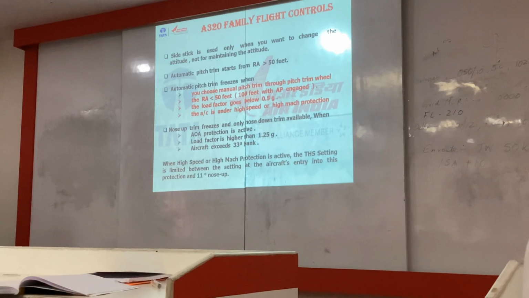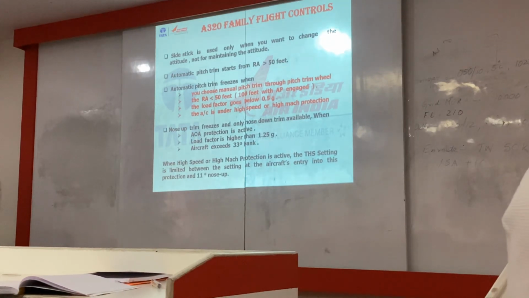The side stick is used only when you want to change the attitude, not for maintaining the attitude. It is not that I have to maintain 4 degrees or 6 degrees, no. Only if you want to change from level flight to climb. If you are climbing up, yes, you give some input, or if you are descending, you push it down.